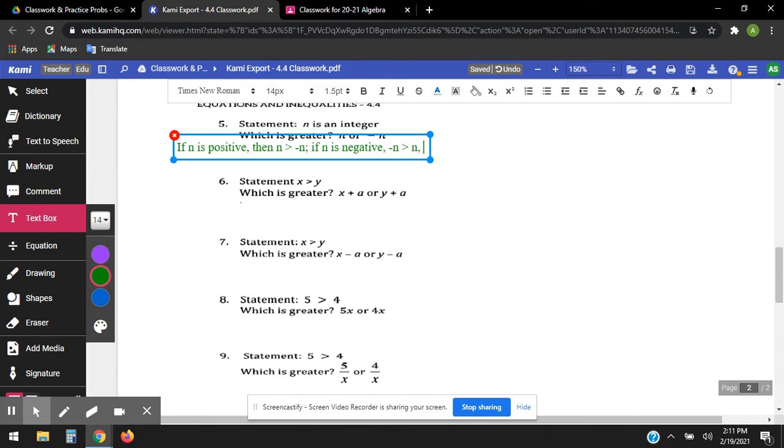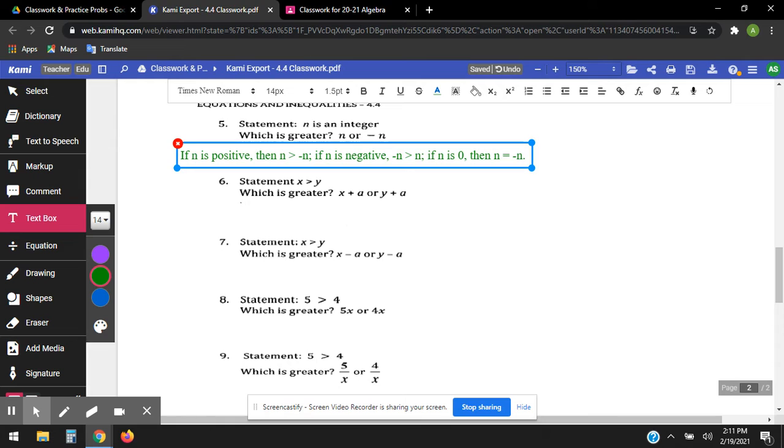Well, we've done positives, we've done negatives. What about 0? If n is 0, then, well, 0, is that greater than or equal to negative 0? Actually, it's equal to. Then n is equal to negative n. But this kind of depends on what we substitute in there. It's not just automatically bigger or smaller, it just depends what you're thinking of. A lot of people forget that the negative is not an automatic positive in there.